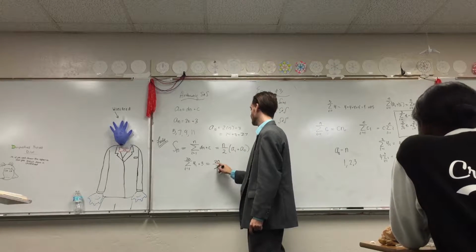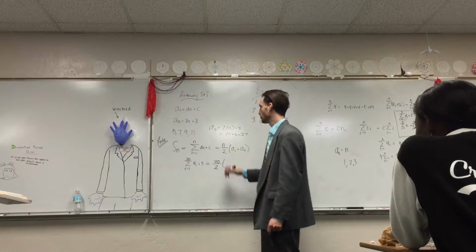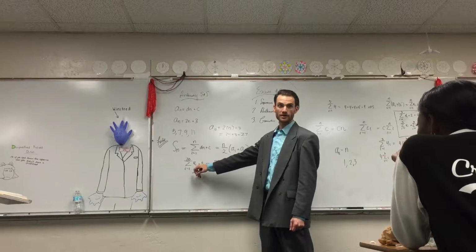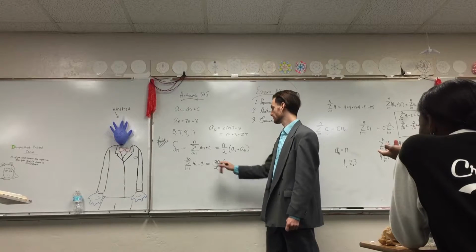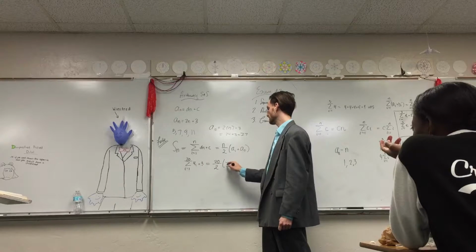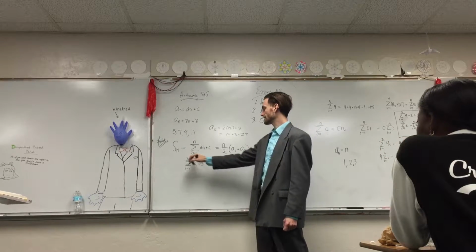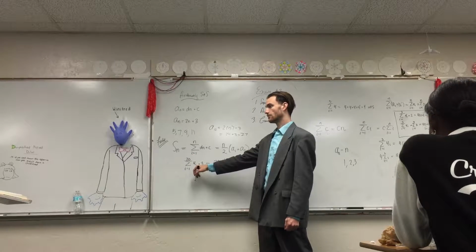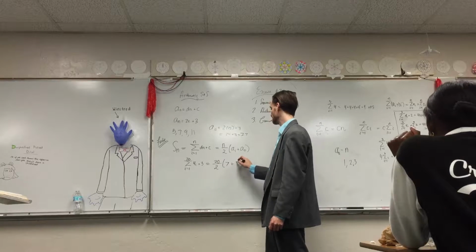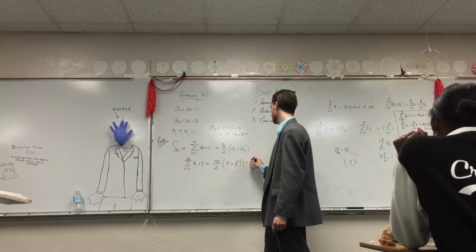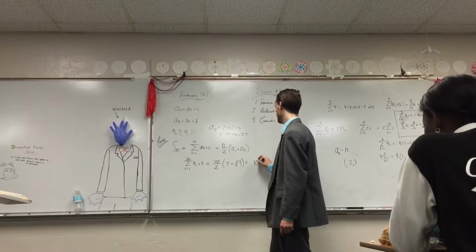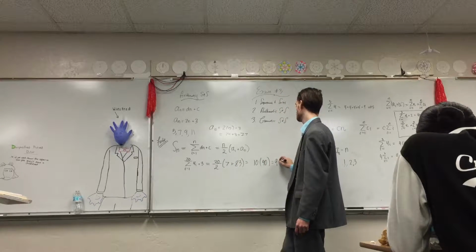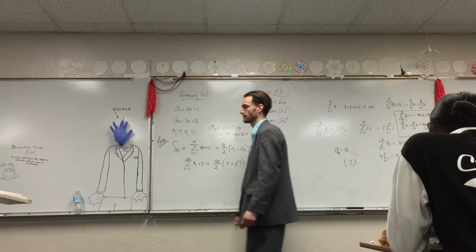So 20 over 2. A1, what's the first term? I plug in 1, so it's 7. 4 times 1 is 4, plus 3 is 7. And then an is the last term, so I plug in 20. 4 times 20 is 80, plus 3 is 83. So it equals 20 over 2, which is just 10, times 7 plus 83, which is 90. So the answer is 900.